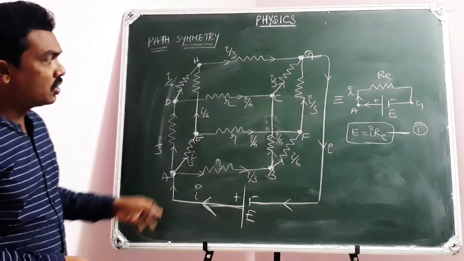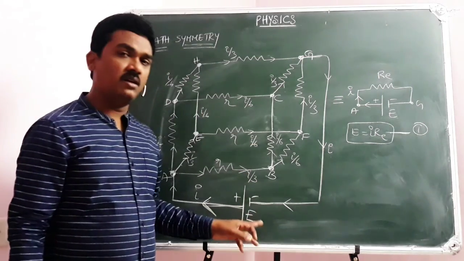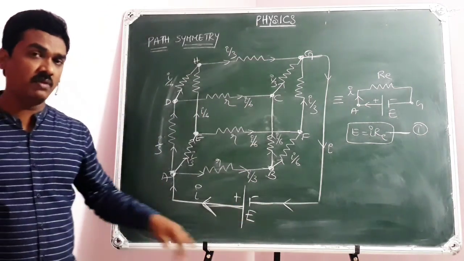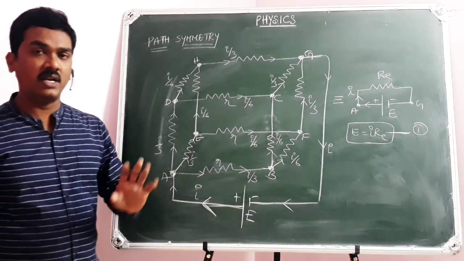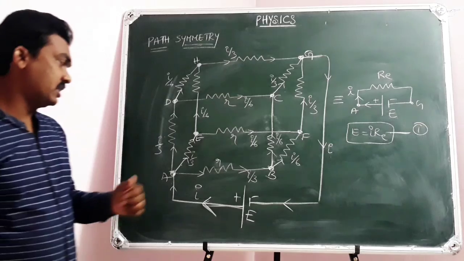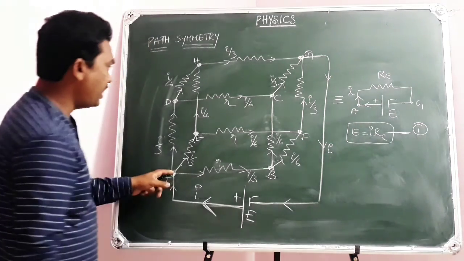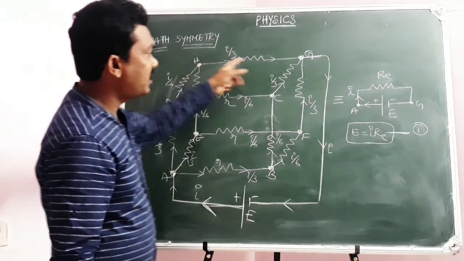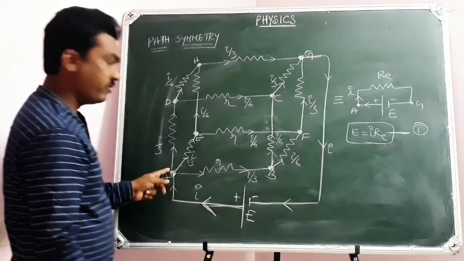Now, take any closed loop including EMF E. That includes EMF E. Then we write a KVL, Kirchhoff voltage law equation, so that we come across some part of the solution. Now let me take the closed loop A, D, H, G, again A.